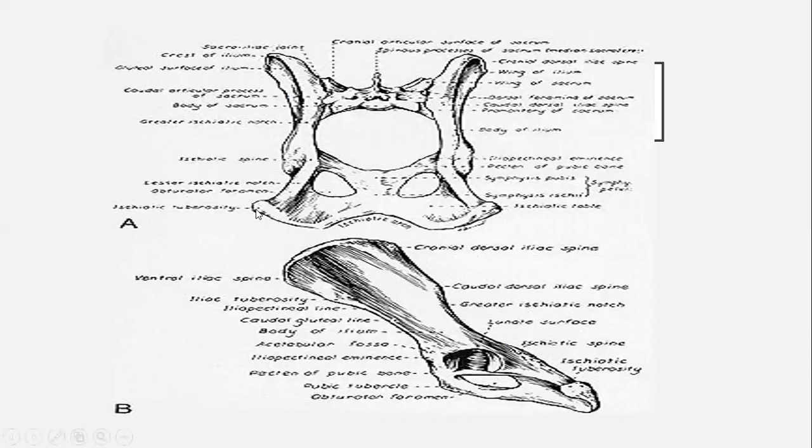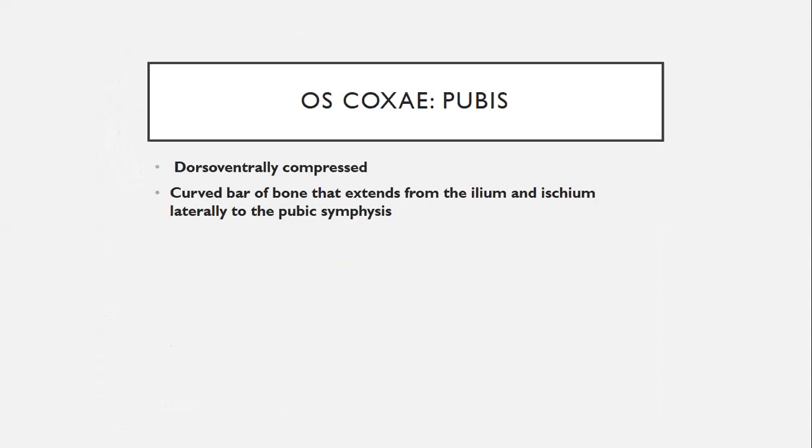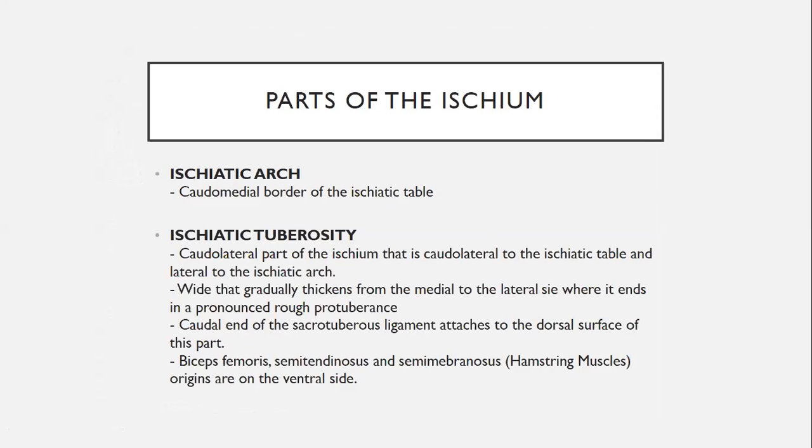So this is the sciatic tuberosity, and this is the sciatic table. So it's caudolateral, and it's also lateral to the sciatic arc. So this is the sciatic arc. So it's actually lateral. It gradually thickens from the medial to the lateral side, where it ends in a pronounced rough protuberance.